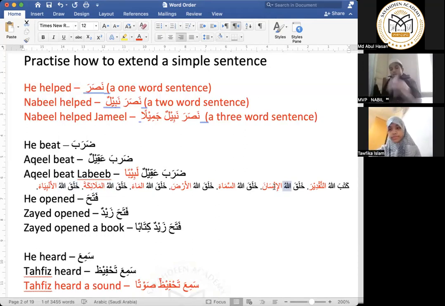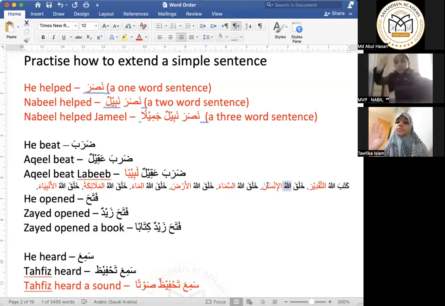We want to extend it further, to make it even longer. So we add al-insana as a maf'ul. Now we have three words to make a sentence. The meaning will be Allah created the human being. This is how we extend a sentence. Do you guys understand how to extend a sentence now?